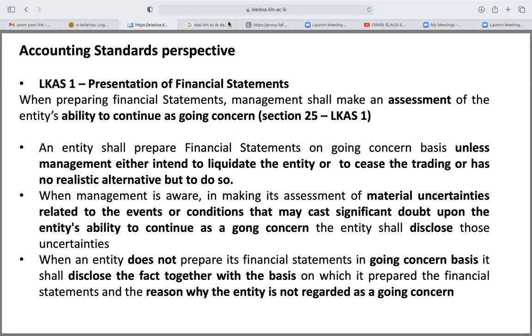Okay, any concerns, any issues regarding the going concern assumption? Because I want to move from the going concern assumption to going much deeper into the standard. Is it clear?